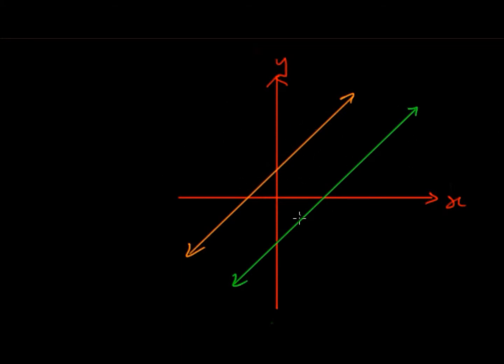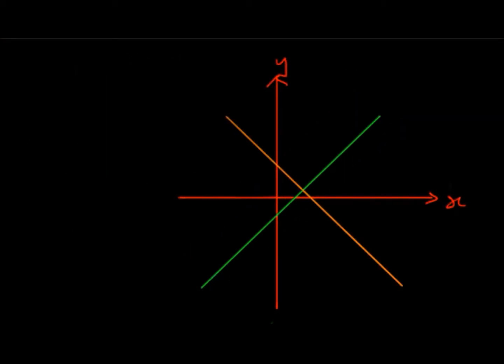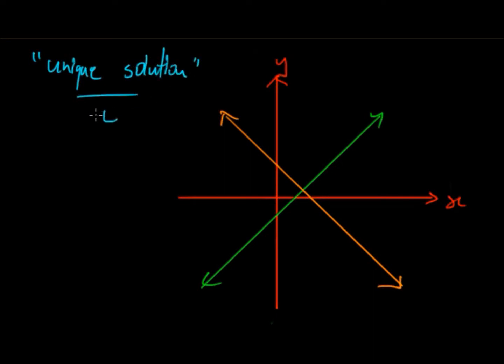The first is parallel lines, and there are no intercepts. And as there are no intercepts, that means there are no solutions when you solve them simultaneously. These are parallel, but we'll go through them in a sec. The other two are where they cross over. So that is a unique solution. Because they're linear, they can only have one intersection. So that's what we're going to call a unique solution, or one solution to the simultaneous equation.